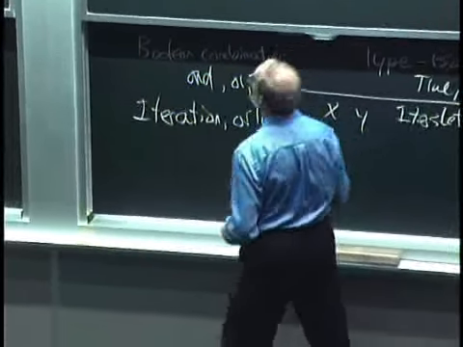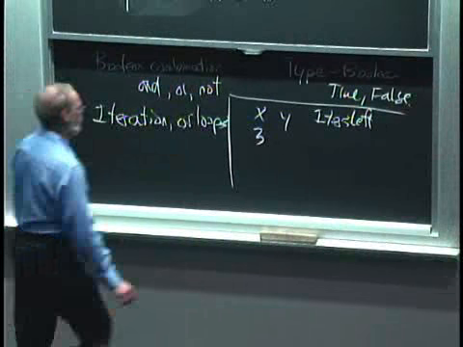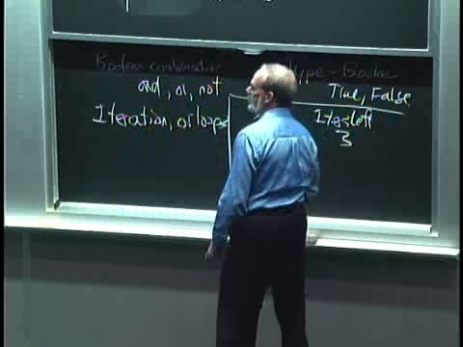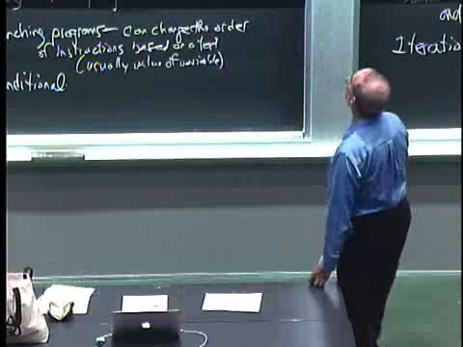X starts off as, what did I set it up as here? I can't even read it. X is 3, y is 0, iters left is 3. I can hand simulate it. It says, is the value of iters left greater than 0? Yes, it is. So execute those two instructions.